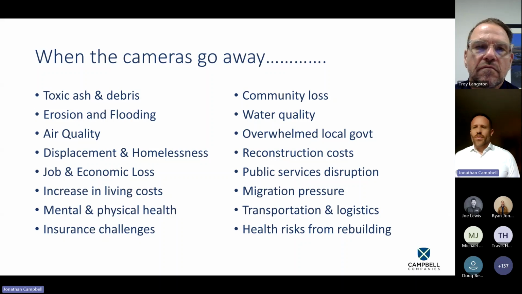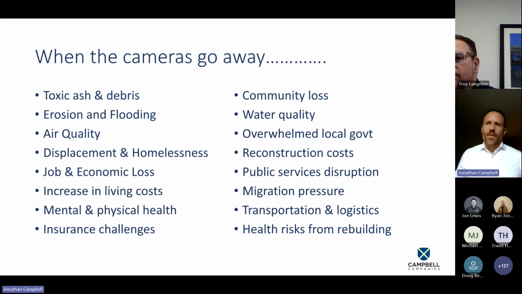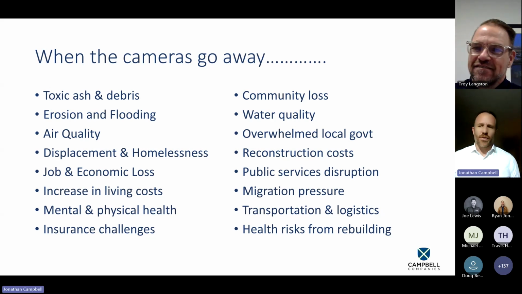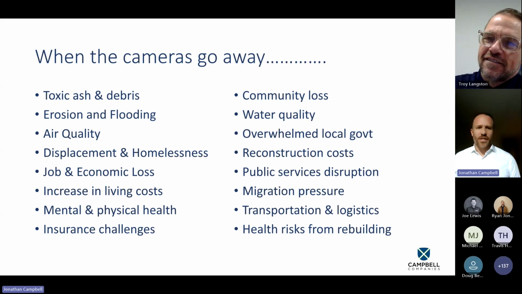So we talked a lot about the fire, but what we don't talk a lot about is when the cameras go away. If you look at the headlines today, how many of the headlines are on the LA fires or the aftermath or what's happening there? I haven't seen very many headlines about that. But here's just a couple of things that they have to deal with. They have toxic ash and debris.